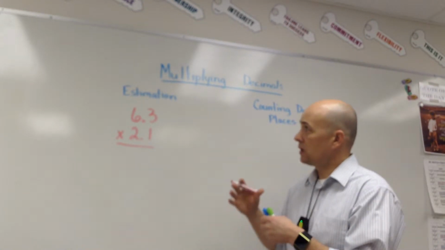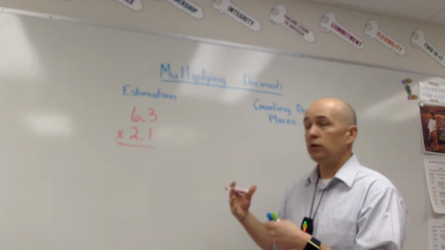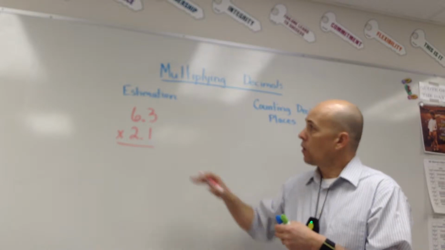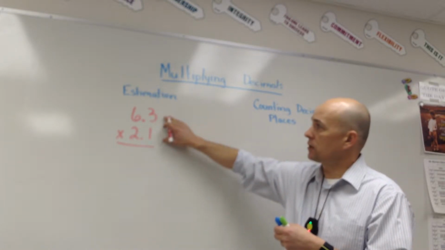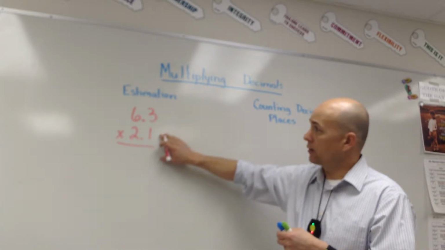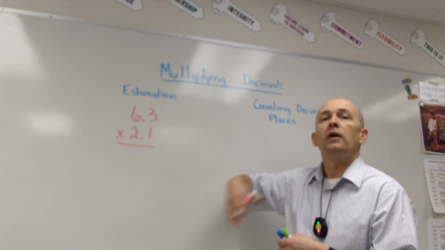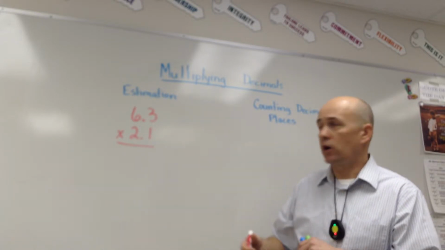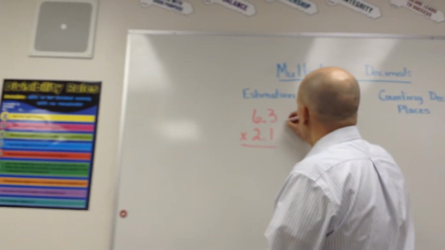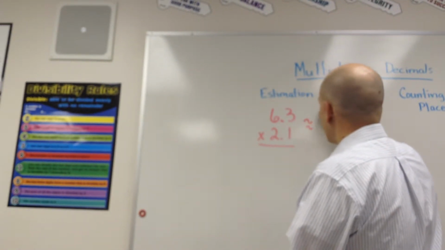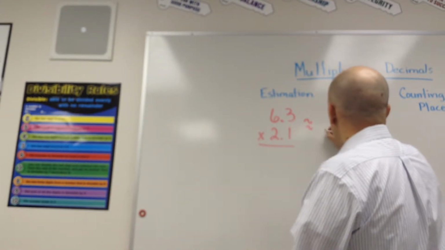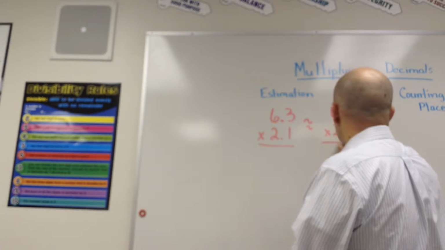Well, what we're going to do with the estimation method is we're going to round 6 3/10 to the nearest whole number, and we're going to round 2 1/10 to the nearest whole number. Then we're going to multiply, and we're going to get an estimate of what our answer should be close to. So this is about the same as 6 times 2.